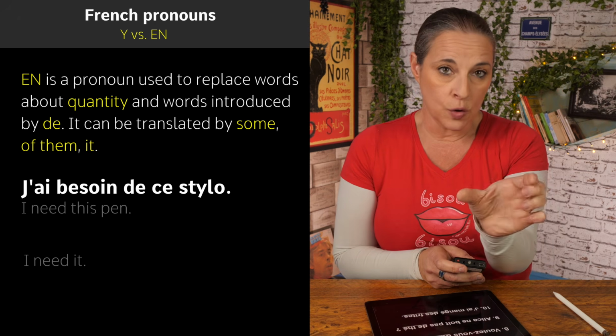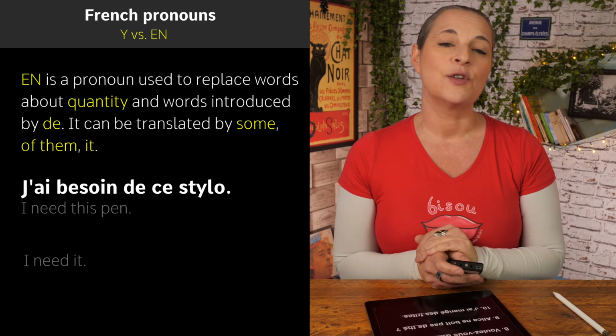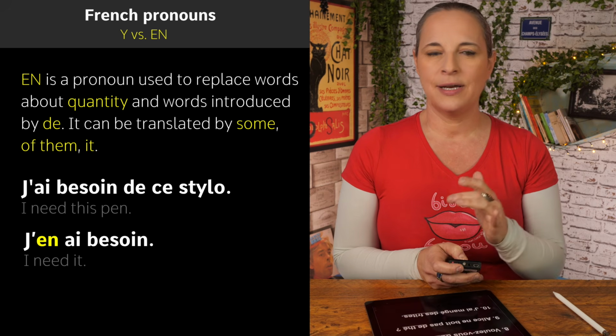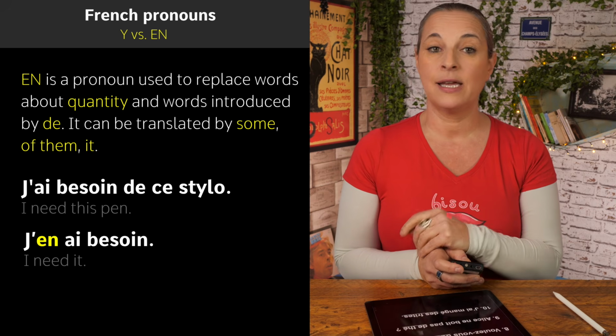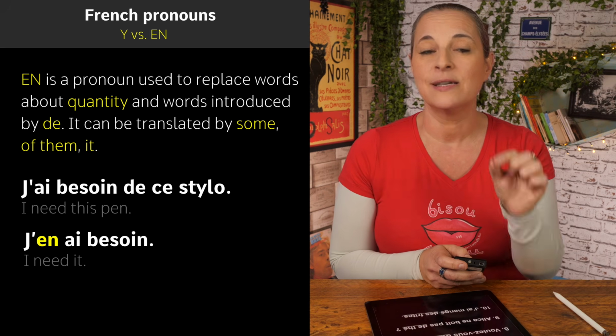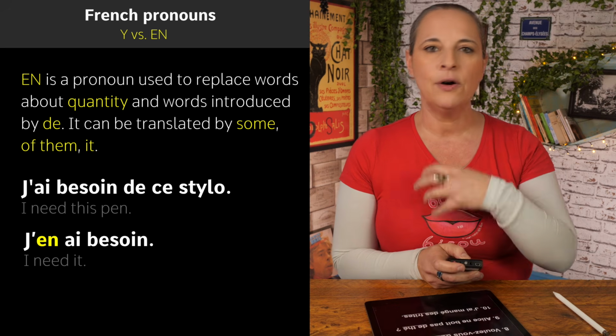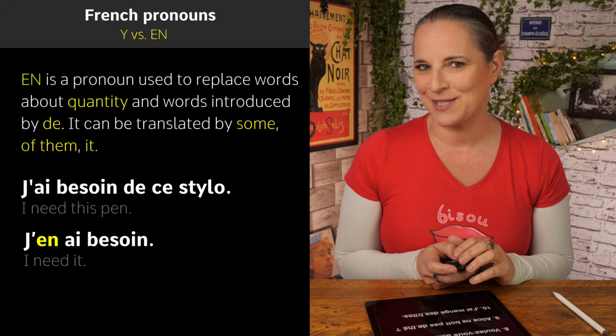Now, de ce stylo is what you want to replace. I need it. So you would say j'en ai besoin. Again, en has become replaced de ce stylo. Okay? So y and en avoid all repetitions in some ways.